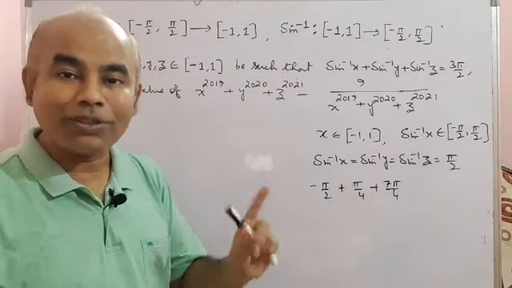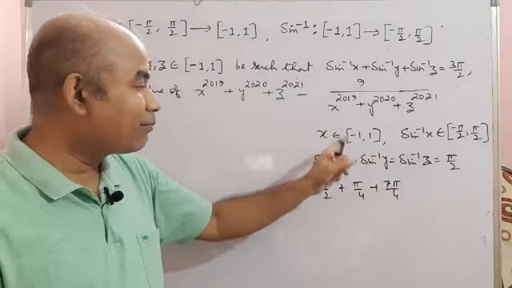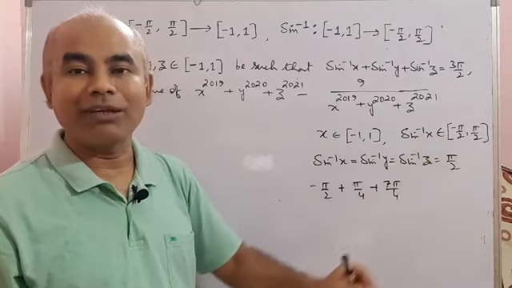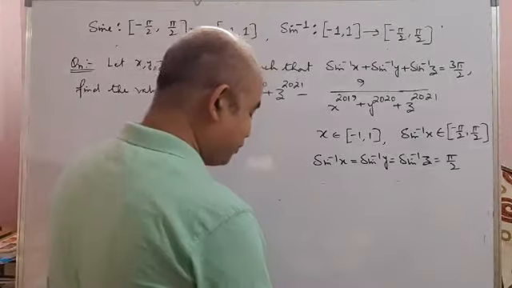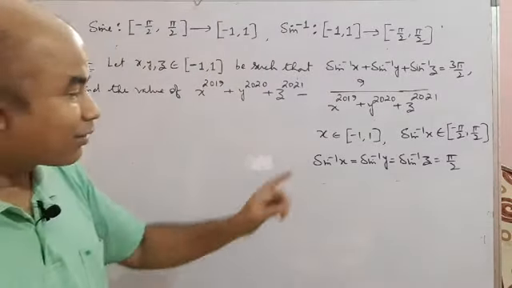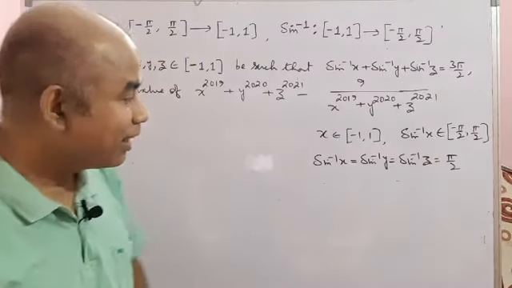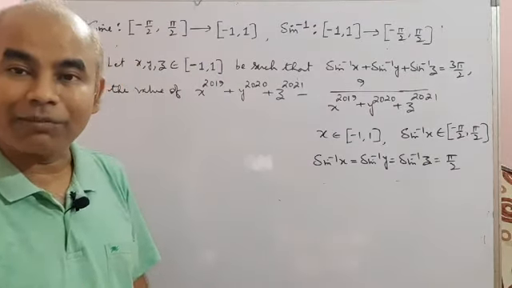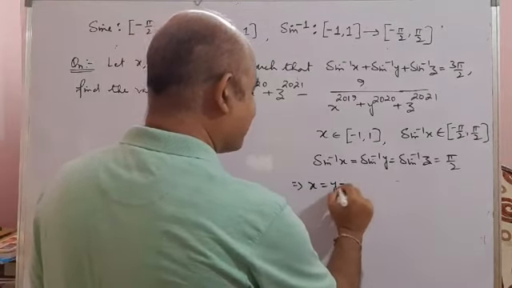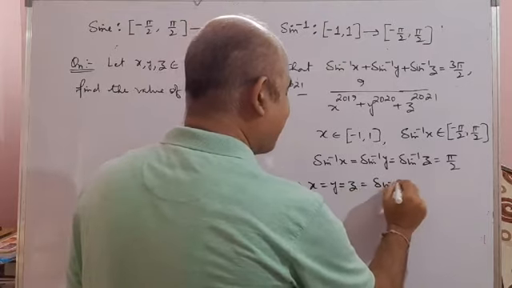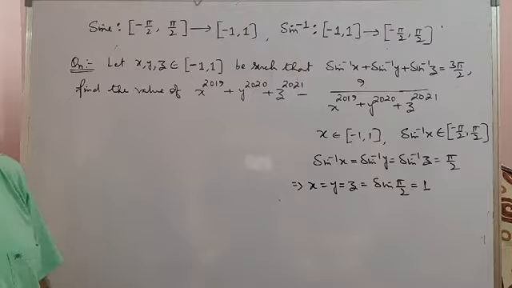So the only possible value in the range of the sine inverse function is pi by 2, pi by 2, pi by 2. Sine inverse x equal to pi by 2, sine inverse y equal to pi by 2, sine inverse z equal to pi by 2. This is the only possible value to satisfy this condition. Then x, y, z all are equal to sine of pi by 2, and sine of pi by 2 means 1. So x, y, z all equal to 1.